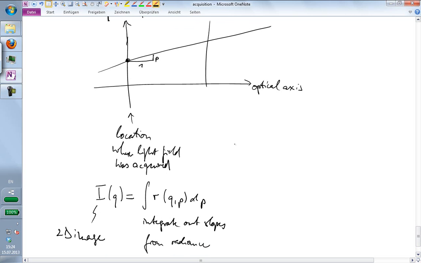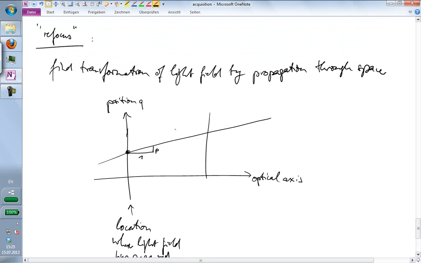So what we need to find first is the radiance that we would have measured at that other location. And this ray here, which was originally at Q and P, now moves to a place Q prime, which is the old position plus the slope times the distance by which I want to move. So this is transformation distance t, and the slope remains the same.